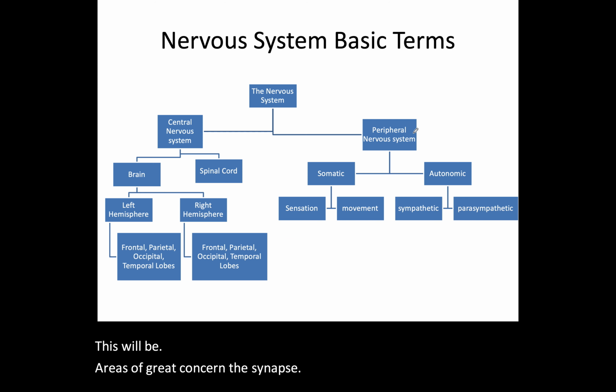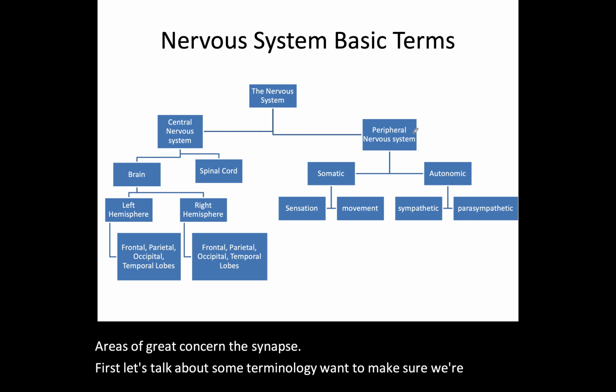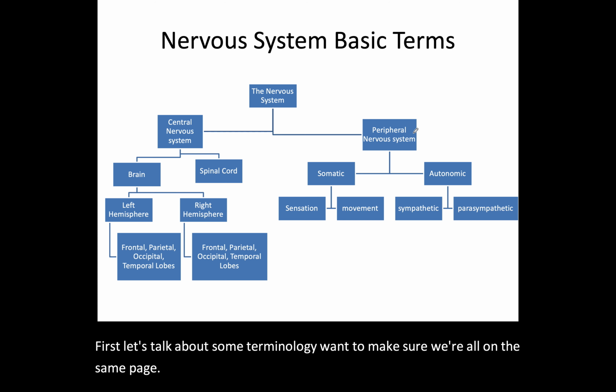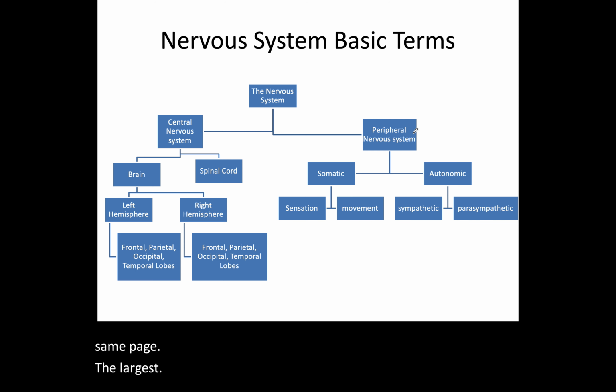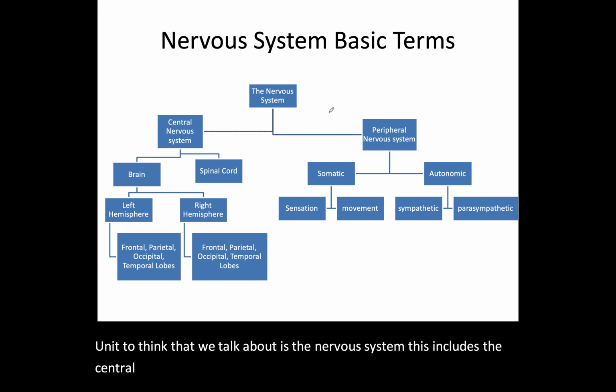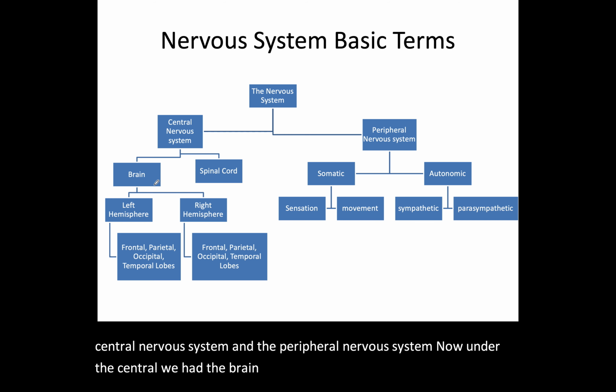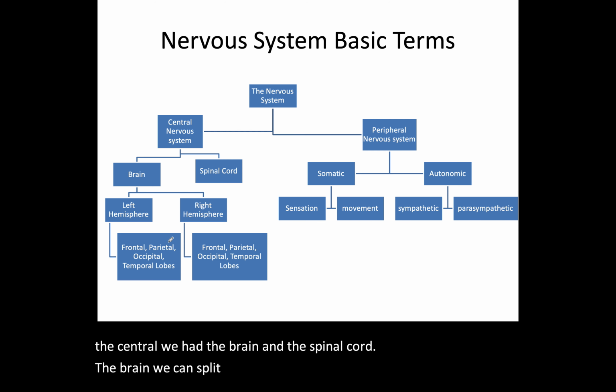First, let's talk about some terminology. I want to make sure we're all on the same page. The largest unit, the thing that we talk about, is the nervous system. This includes the central nervous system and the peripheral nervous system. Now, under the central, we have the brain and the spinal cord. The brain we can split into the left and the right hemisphere, and each hemisphere into the four lobes.